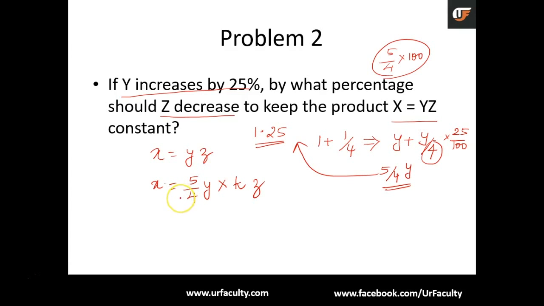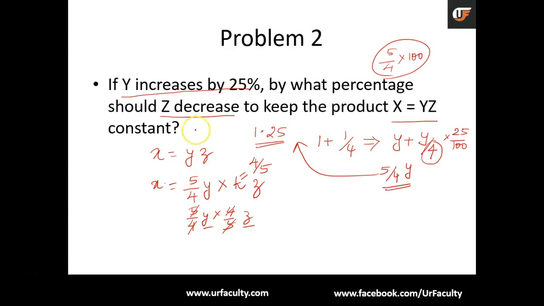X. And what is the easiest way to do it? We know that this is multiplied by 5 by 4, and to make that value cancel out, we just need to multiply this portion by 4 by 5. So what happens? 5 by 4 y into 4 by 5 z is equal to what? y. You can easily cancel these out. So it still remains y by z.